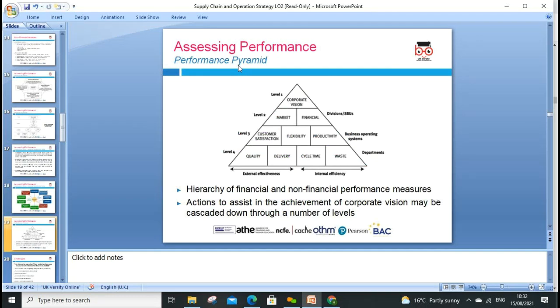When assessing performance, of course, we look at the vision, market, financial, divisional, SBUs. SBUs stand for strategic business unit. Like if we look at Ford cars, Ford has the Ford Fiesta, Ford Mondeo, Ford Focus. Each model is a type of SBU, strategic business unit, and we can look at each separately, but that should lead to the overall organization objective. Then the business operating system and departments. All of that will help to improve the performance.